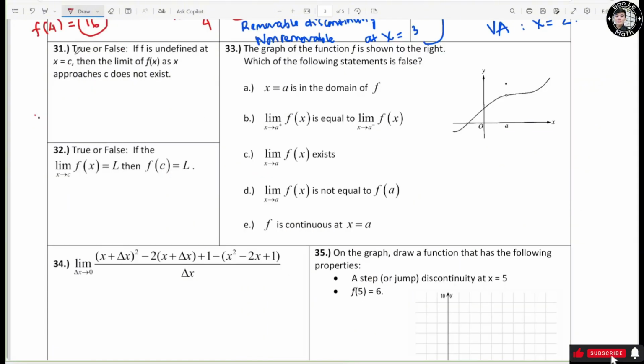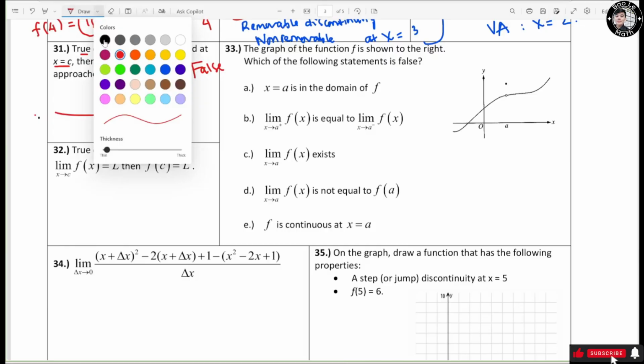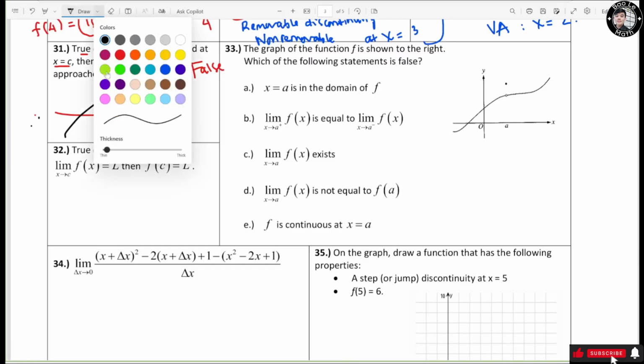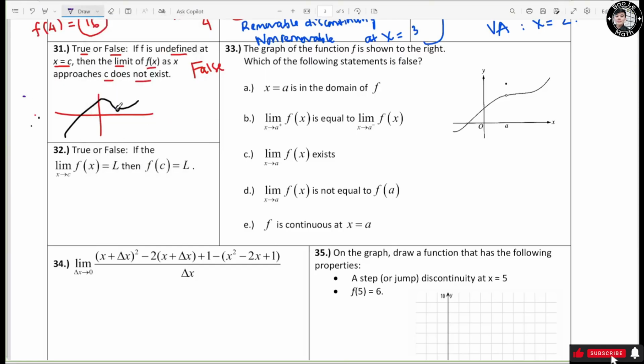Now let's move on to question 31. True or false? If the function f is undefined at s equals c, then the limit of the function f(s) as s approaches c does not exist. This one is false. Why? Because you could have a function like this. So the limit right here exists.